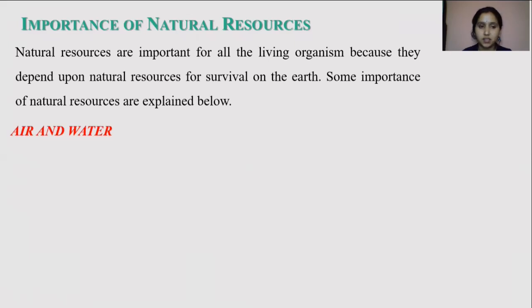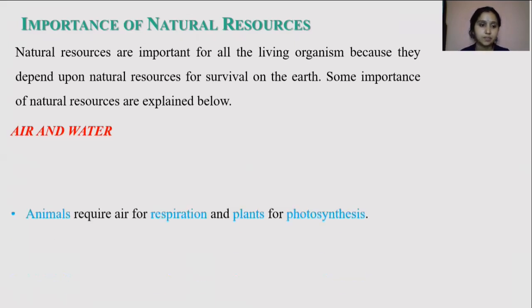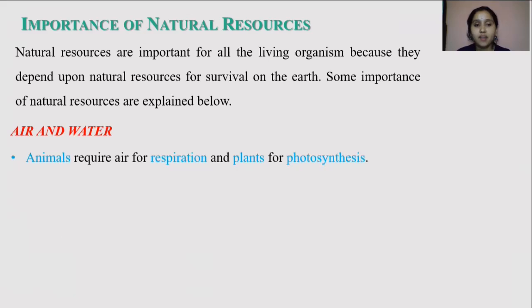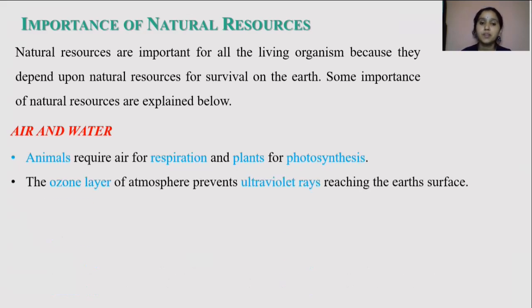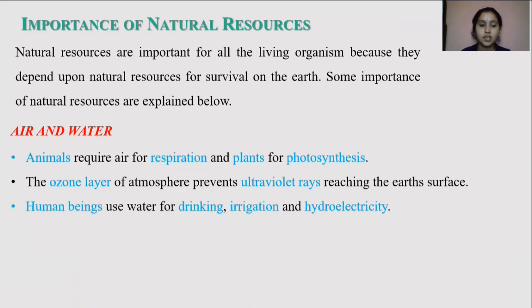Air and water. We have studied air and water in the importance of environment, and we studied air and water as a biotic component of environment also. So this is not new for us. Let us know here air and water as natural resources. Animals require air for respiration and plants for photosynthesis. We already know this. And the ozone layer of the atmosphere prevents ultraviolet rays from reaching the Earth's surface. Similarly, human beings use water for drinking, irrigation, and hydroelectricity.